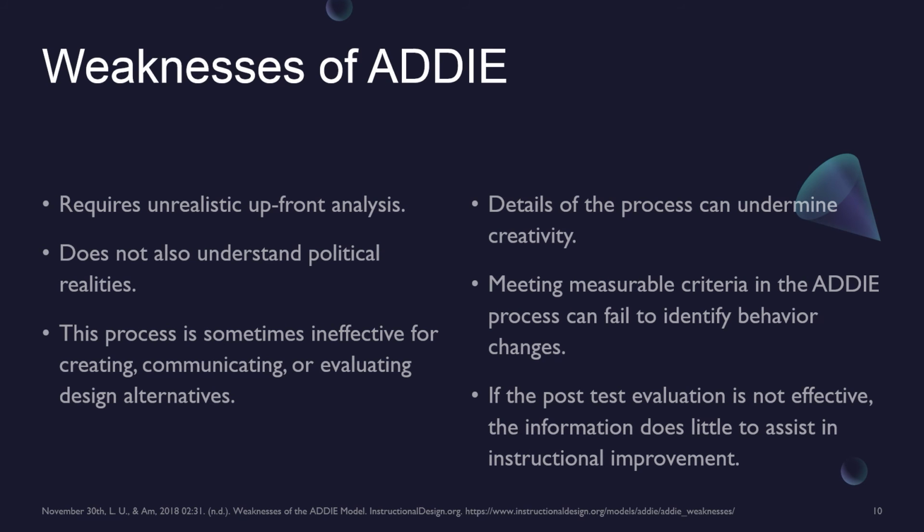Like most things, there are inherent weaknesses with ADDIE. Requires unrealistic upfront analysis. Does not always understand political realities. This process is sometimes ineffective for creating, communicating, or evaluating design alternatives. Details of the process can undermine creativity. Meeting measurable criteria in the ADDIE process can fail to identify behavior changes. If the post-test evaluation is not effective, the information does little to assist in instructional improvement.